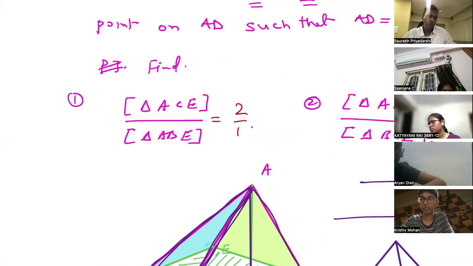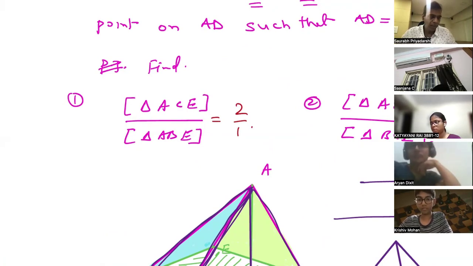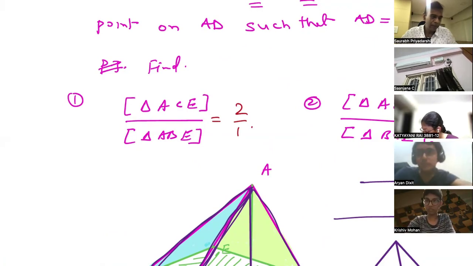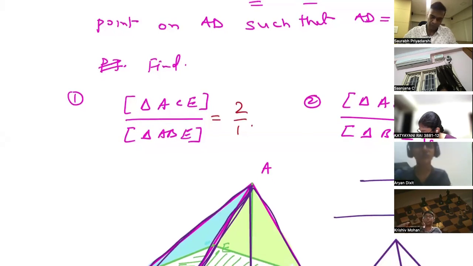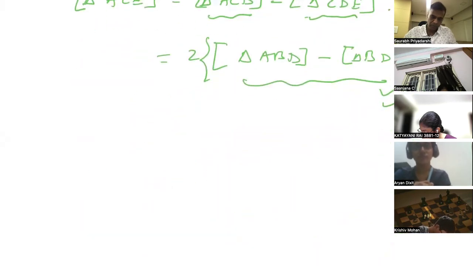I'll apply this. ABD, ABC and BCE. Aryan, Utkarsh, Sanjana, how are you getting this?